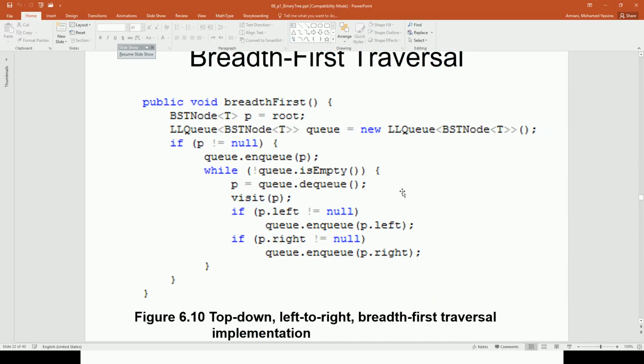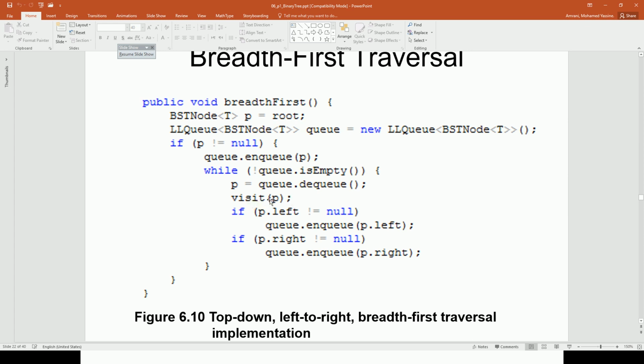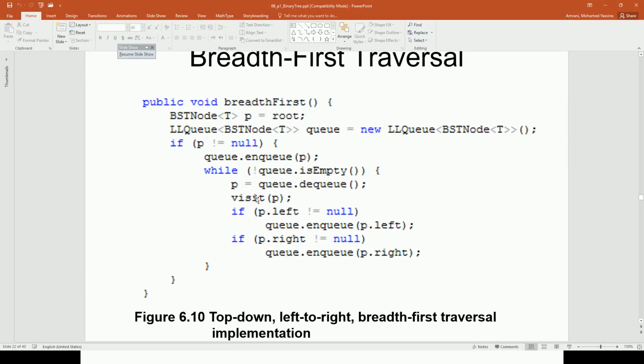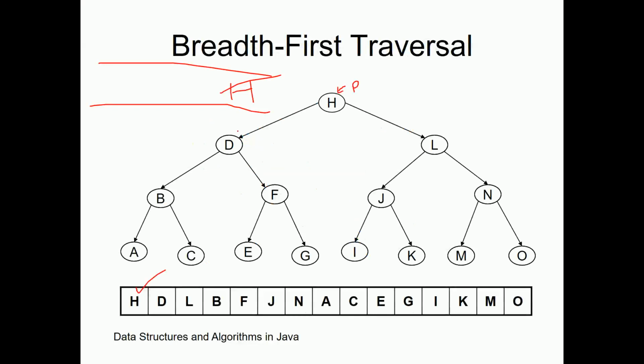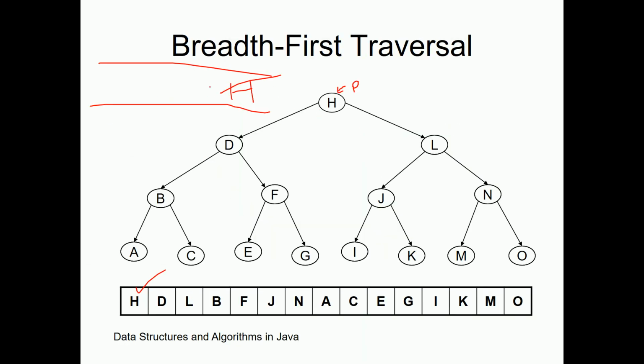Now, after dequeuing, that means we dequeue and put it in P again. So that's what we did. P we dequeued, so we removed from the queue, and then P is now this value. This we visit. The visit means we're going to, let's say, display it. And then we look, is the left not null? It's not null, the left. So what I'm going to do, I'm going to enqueue the p.left, which means now I'm going to enqueue D.